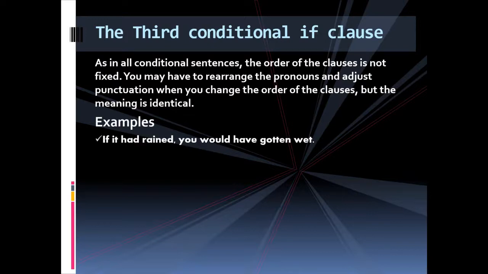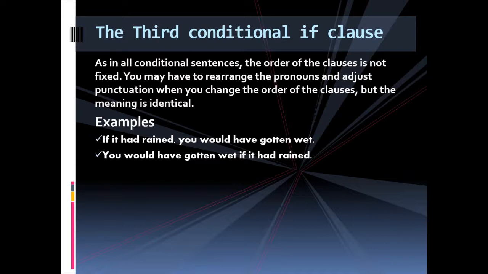If it had rained, you would have gotten wet. Here you can see that we are using the if clause at the beginning. Next example: you would have gotten wet if it had rained. Here you can see that the if clause comes after the main clause, that means at the middle of the sentence. So you can see the change here.